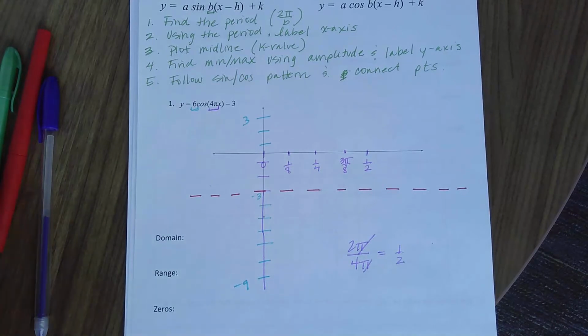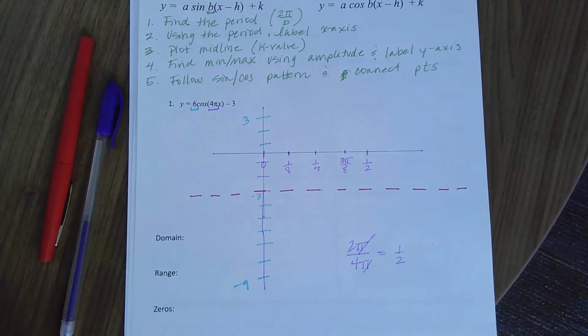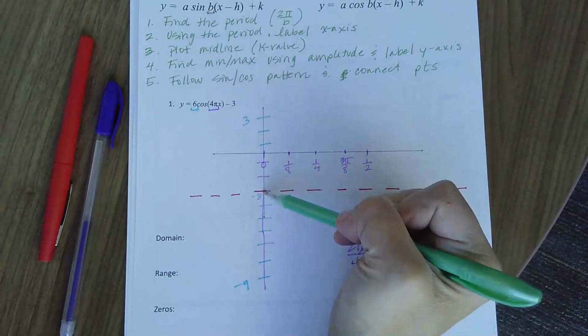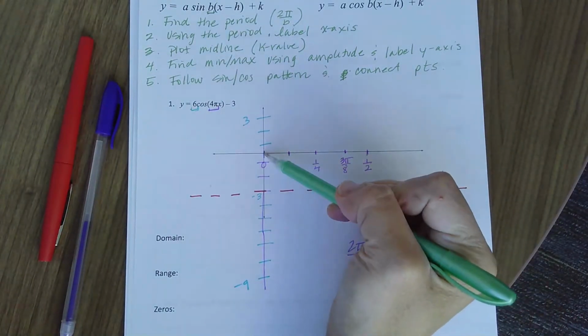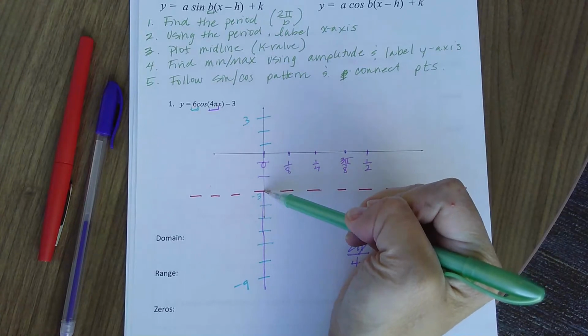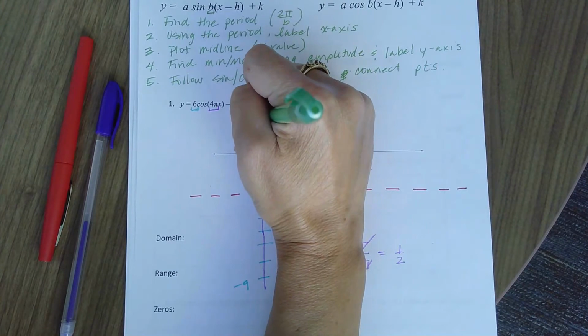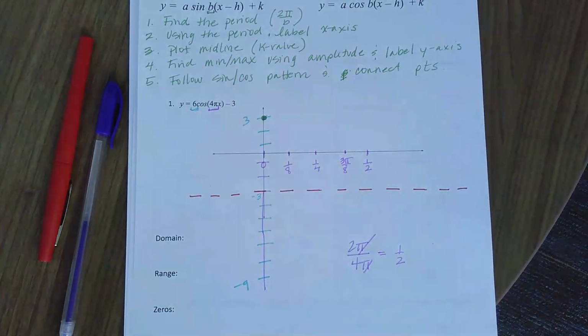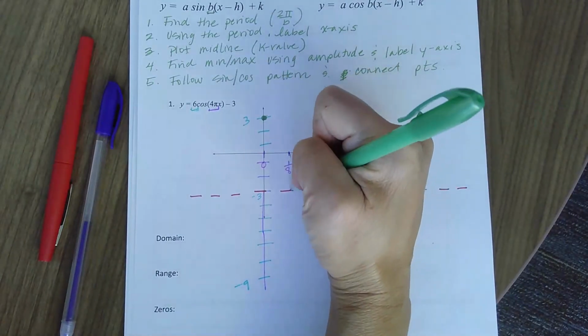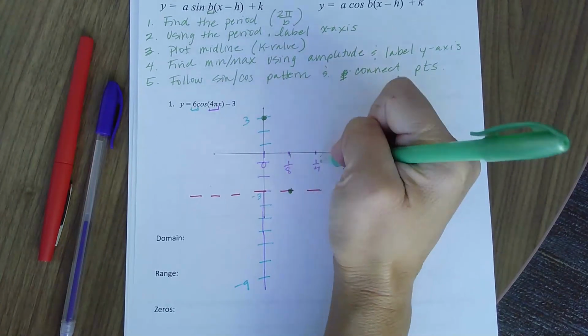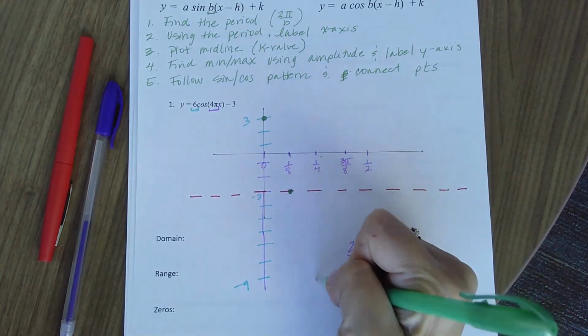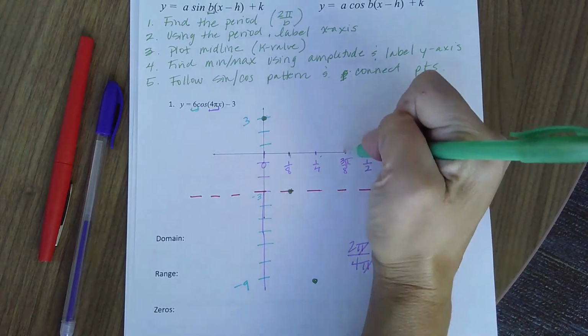All right, last but not least, you are going to follow the pattern for sine or cosine. So we are doing a cosine pattern. So cosine generally, we kind of look at the origin. We shifted down 3, so we're going to go ahead to our midline. But then cosine starts at a max. So my first point is going to start at a max. My next point, which is at 1/8, is going to be at a midline. My next point, which is when x is 1/4, is going to be at a min.